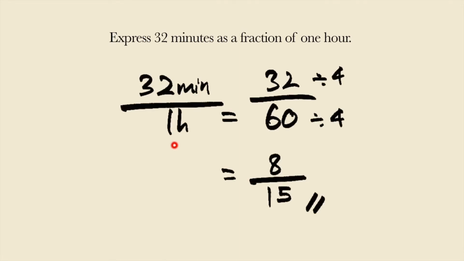Look at this word "of" here. So 1 hour is the denominator. 32 minutes out of 1 hour. Okay, convert to minutes for both. 32/60. And then divide by 4 throughout. And then you get 8/15 for the answer.